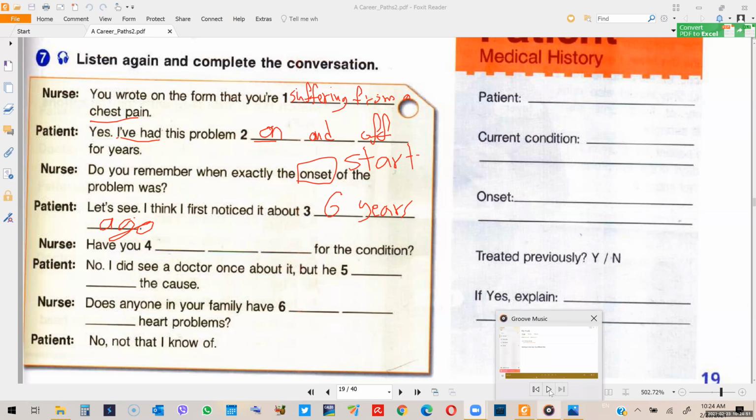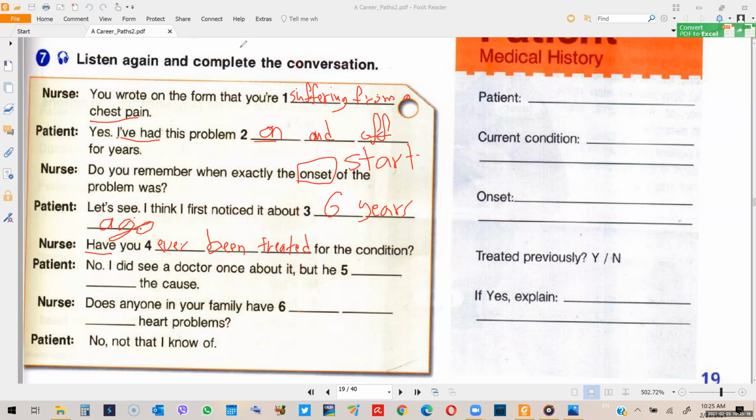Okay. 4. Have you ever been treated for the condition? Have you, present perfect. Have you ever been treated for the condition?